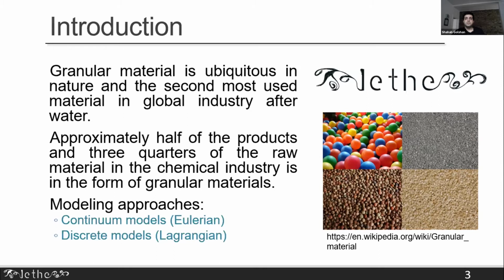Granular material is prevalent in nature and several industries. Approximately half of the products and 3/4 of the raw material in the chemical industry is in the form of granular materials. There are 2 main approaches for modeling granular systems, continuum and discrete models. Compared to continuum models, discrete models are more accurate since the discrete essence of the granular system is preserved.